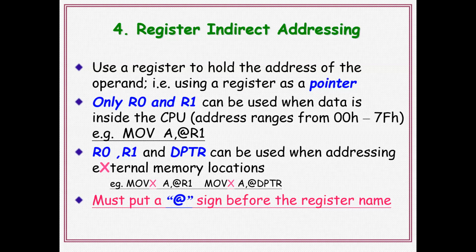External memory locations can be accessed with the help of the instruction MOVX. In MOVX, X indicates external. So MOVX A, @R1 is a valid instruction. MOVX A, @DPTR is also a valid instruction. Here only these three registers, R0, R1 and DPTR, are supported, and you must put the @ sign before the register name.